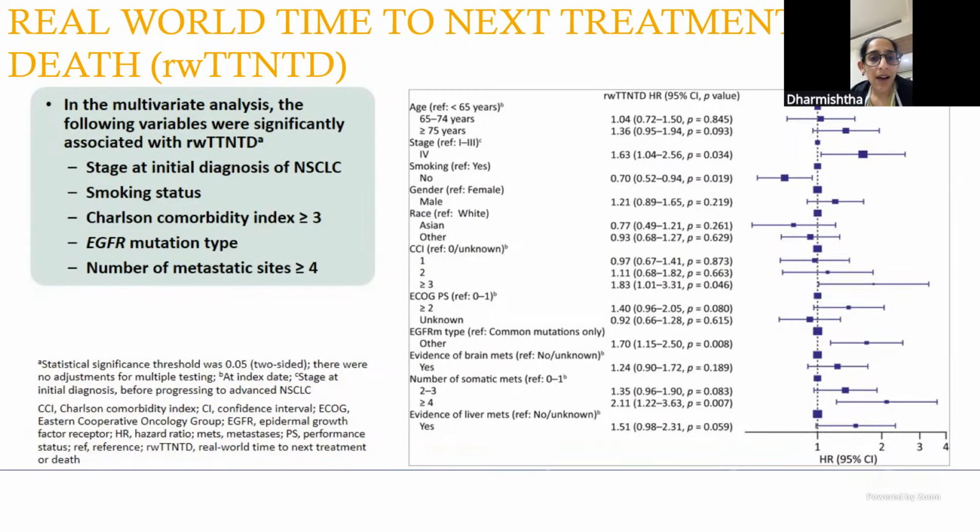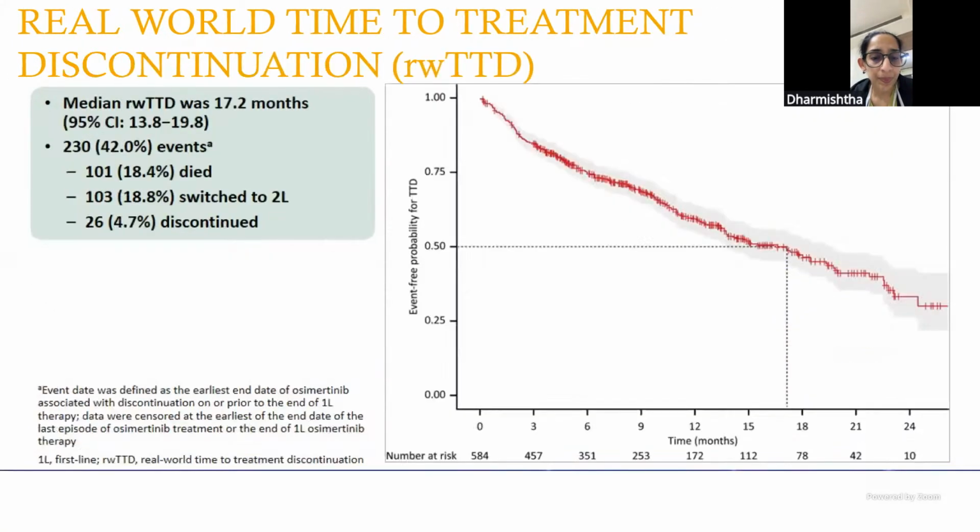So as we have discussed, the stage at initial diagnosis, the smoker status, CCI, the uncommon EGFR mutation at diagnosis, and number of metastatic sites being 4 or more, is associated with a worse real-world time to new treatment or discontinuation of treatment times. Next slide. The time to treatment discontinuation is 17.2 months. As we have already discussed, 18.4 percent of the people died while on frontline therapy, and 18.8% of the patients switched over to second line. Next slide.